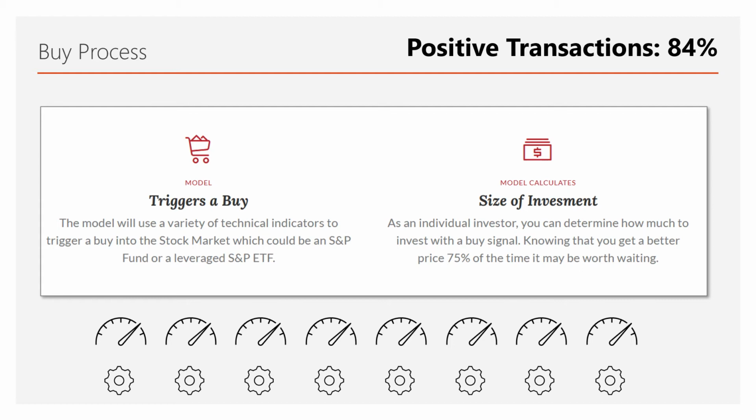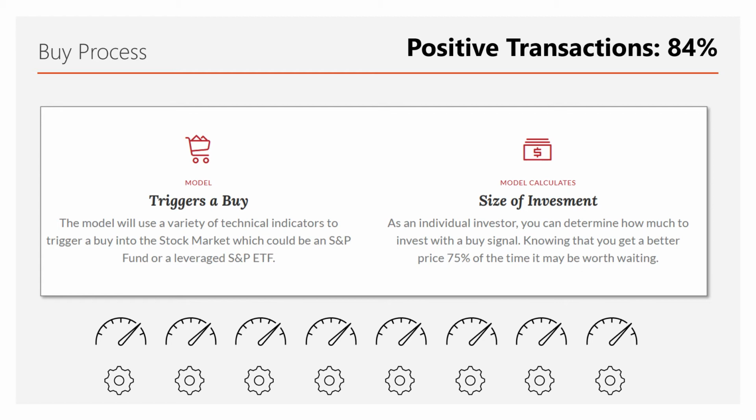The other thing the model has to decide is not just when to get in and get out, but also how much to get in. So how much of your portfolio do you put at risk? Is it an all-in or is it a partial in? Certainly on our model, we've run the statistics, and 70% of the time you can get a better price by waiting. Of course, it's the 30% of the time that you don't get a better price that costs you. And the same thing on the sell side.